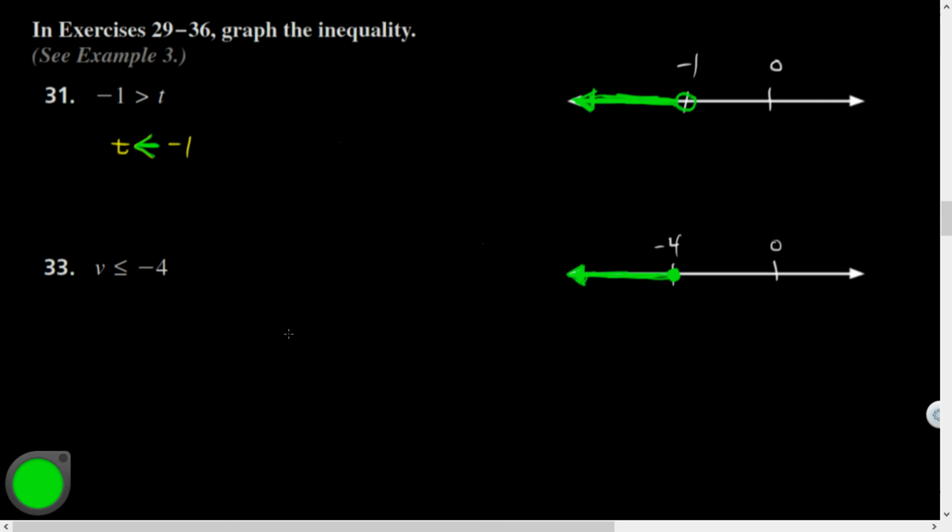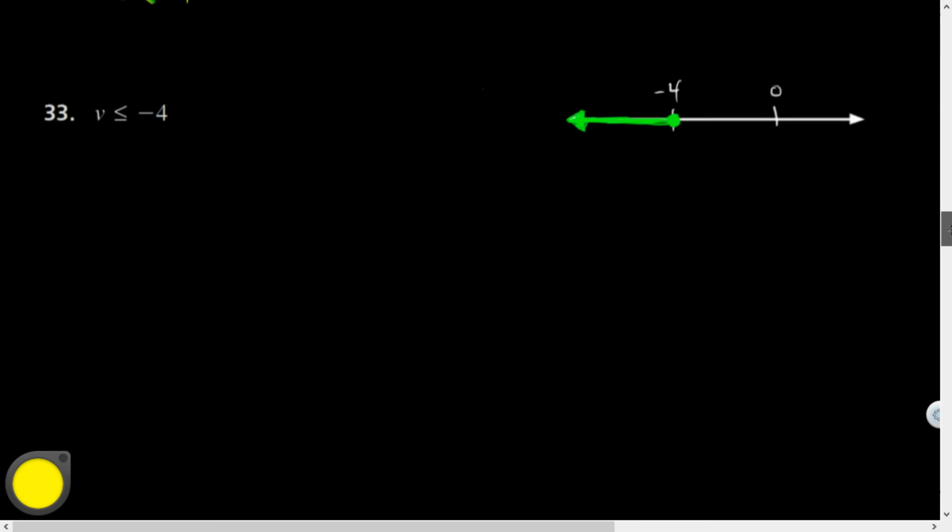Question, comment? Did I make it wrong? But -1 was bigger than t. T is smaller than -1. So like -2, for instance, is smaller than -1. Right, so -1 was the biggest thing in my list. Yeah, it's a little weird.